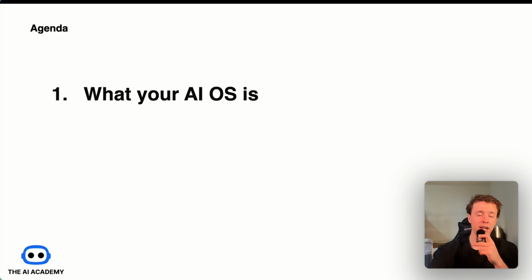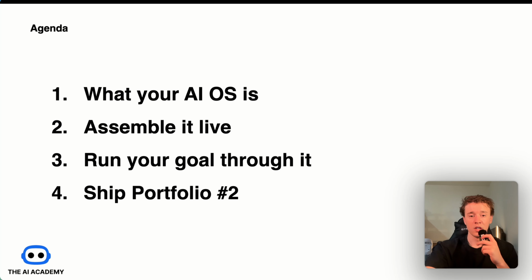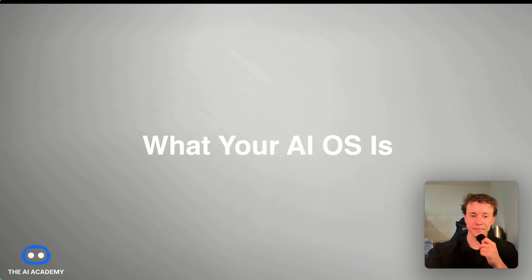So the agenda for today, we're going to talk about what your AI OS actually is. We're going to assemble it live. We're going to run your goal through it again. This free course is supposed to be very open-ended for whatever goal you may have. Maybe it's 1 million followers on Instagram. Maybe it's an extra $500 a month. Whatever it may be, this course will work for you. And then we're going to ship portfolio number 2 before we dive into week 3 tomorrow.